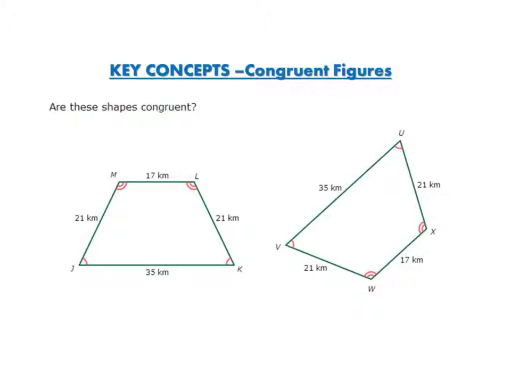Here I have two trapezoids, and it's asking if these shapes are congruent. When I take a look at them, I notice that I have four sides. 35 is my longest side, 35 is my longest side, 17 is my shortest. Both the other two sides are 21. I have two congruent angles up here and two congruent angles down there. They're the same measurements as these. So the answer to this is yes, these two trapezoids are congruent.